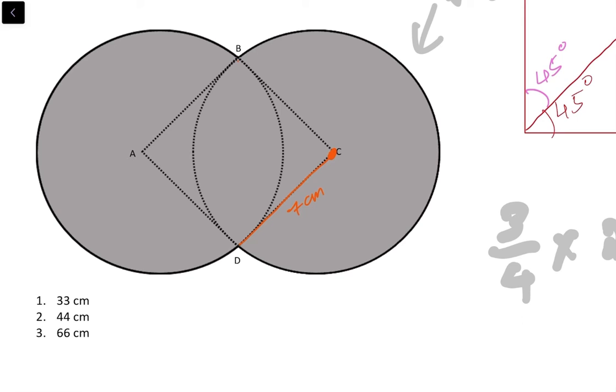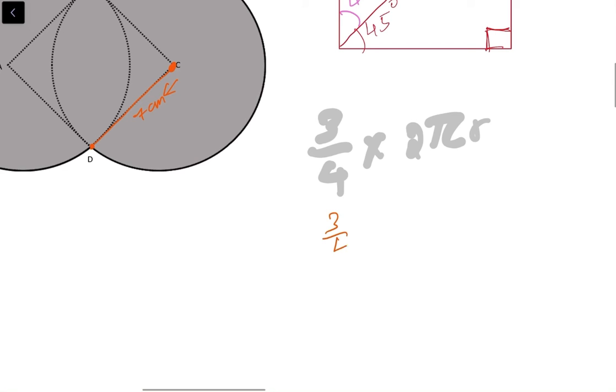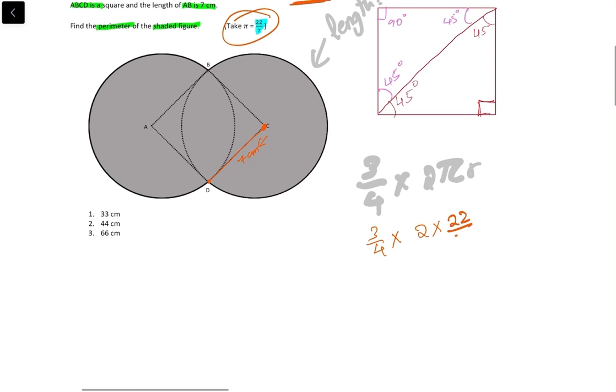So if you draw any straight line from the center point of a circle to any point on the circumference, you form a radius. You get the radius, which in this case is 7 centimeters. So we would get 3/4 of 2 times pi. Over here we're taking the value of pi as 22/7 times r, which is 7.